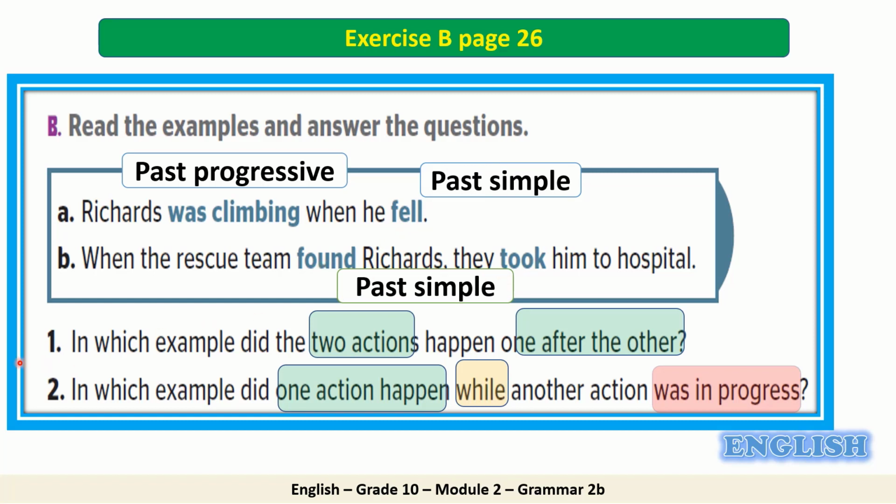Let's move now to question number 1. In which example did the 2 actions happen one after the other? The answer is very good. It's in example B. When the rescue team found Richard, they took him to hospital, one after the other. Question 2. In which example did one action happen while another action was in progress? Of course, it's in example A. Richard was climbing when he fell. So an action that was in progress and another action came to interrupt it. Excellent.